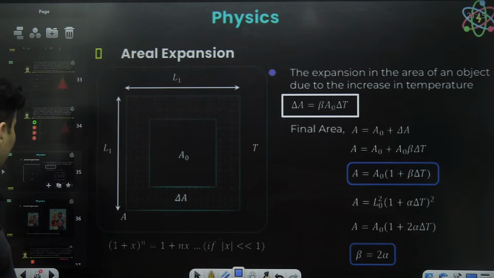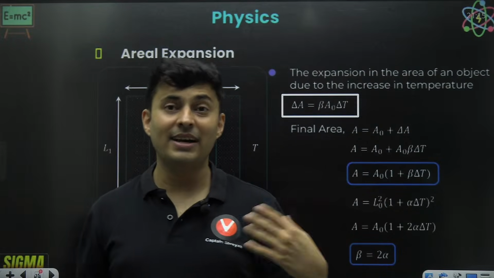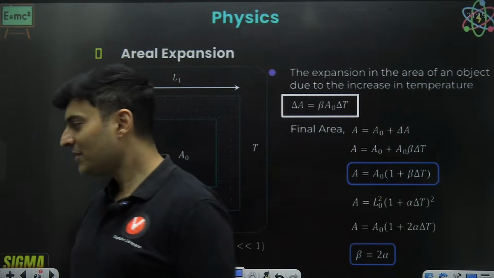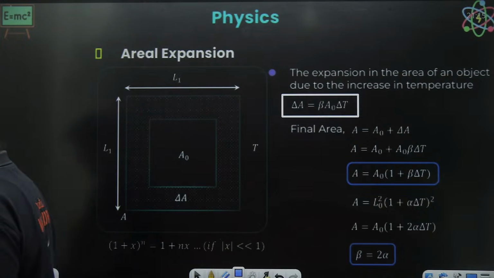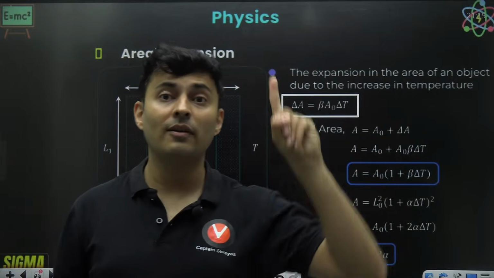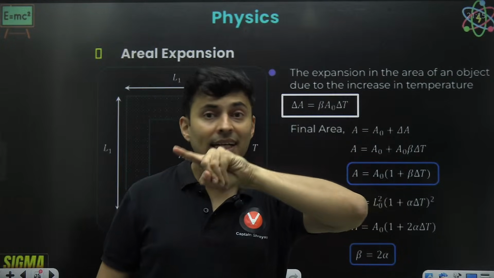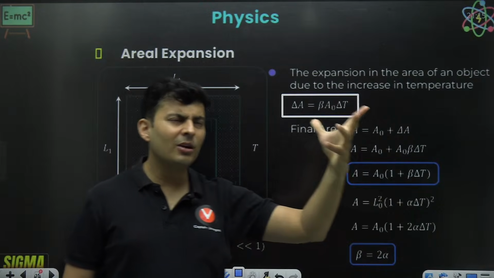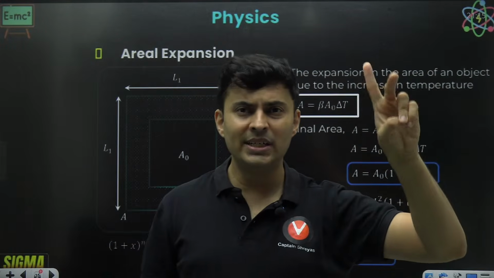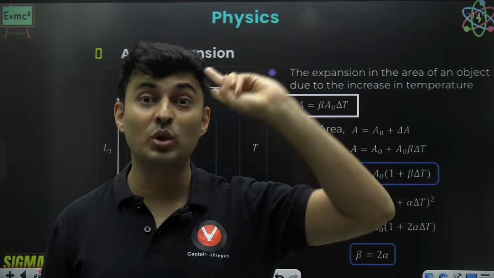And there is one very interesting thing, that this beta is not independent of alpha, rather it is dependent. In fact, it is 2 times alpha. Yes, you heard it right. I hope you got it. Yes, beta, the coefficient of areal expansion, is 2 times the linear expansion coefficient. Think of it this way. Linear means meters, one dimension. Beta means 2 dimensions, meter square kind of thing. So 2 dimensions, so 2 alpha.